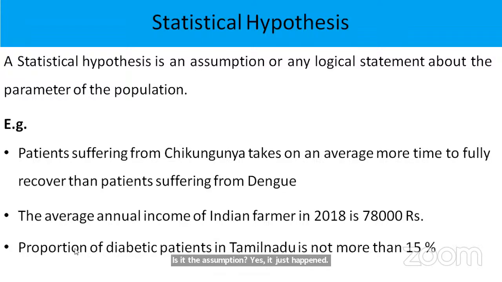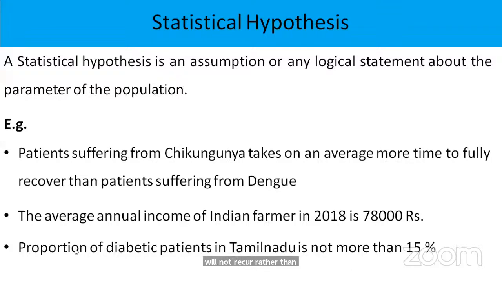It happened versus it did not happen. So a statistical hypothesis is an assumption or any logical statement about the parameter of the population. For example, a patient suffering from chikungunya takes on average more time to fully recover than a patient suffering from dengue. So this is the statement. Maybe yes, it may happen. Chikungunya patients may recover earlier than dengue patients. It may happen or it may not happen. Or the patient suffering from chikungunya will not recover earlier than those suffering from dengue.